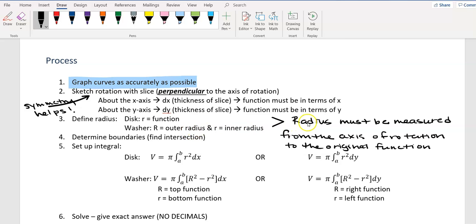So when dealing with these, remember that your radius must be measured from the axis of rotation to the original function. So remember, you're talking about the distance from the axis of rotation to the function that you're spinning around that axis. So that is your distance, and that's going to be your radius. So for your outer radius, since we're dealing in terms of x here, my outer radius is going to be my top function, and then my bottom function is going to be my inner radius.